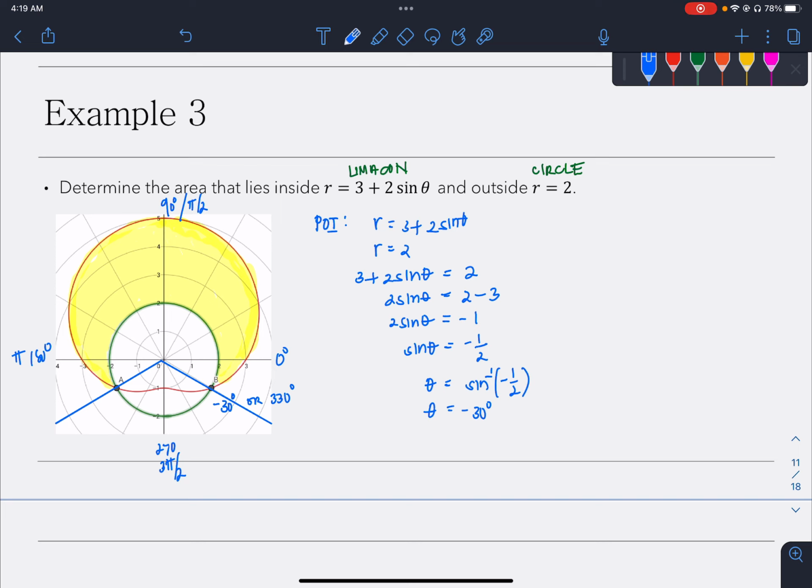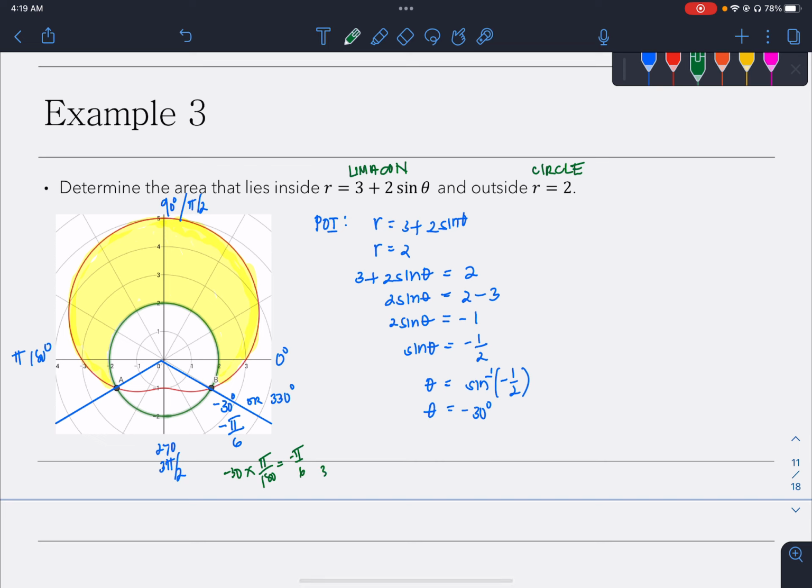To convert that into radians, we multiply it by pi all over 180. So negative 30 times pi over 180 gives us negative pi all over 6. The lowest term: we could divide by 30. 180 divided by 30 is 6, so that makes it negative pi all over 6.